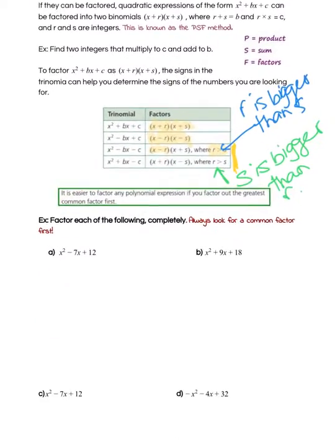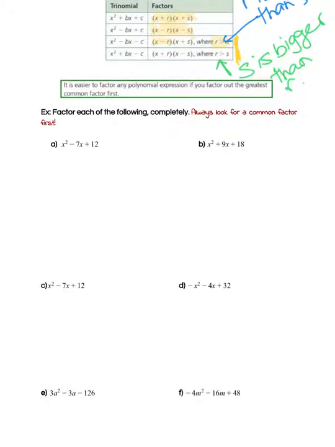It is easier to factor any polynomial expression if we factor out our greatest common factor first. This is why, my little chinchillins, we learned common factoring on Friday. You always need to look for a common factor first.